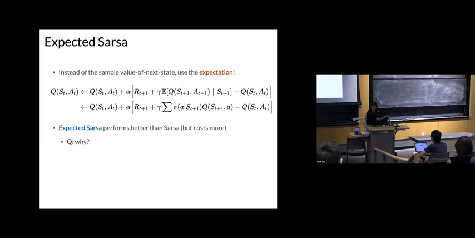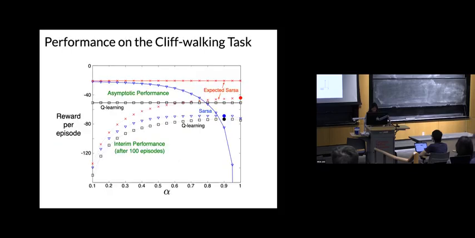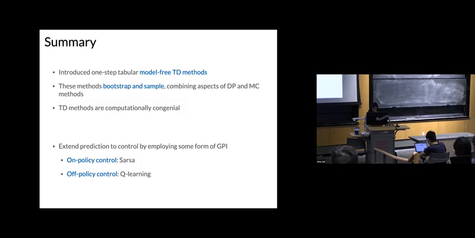Is expected SARSA on policy or off policy? Let's say we have an exploratory policy and we collect experience. Then it is on policy, because the policy with which we collect the experience and the policy we evaluate are exactly the same. Okay, so that's all I had to say for MC versus TD.